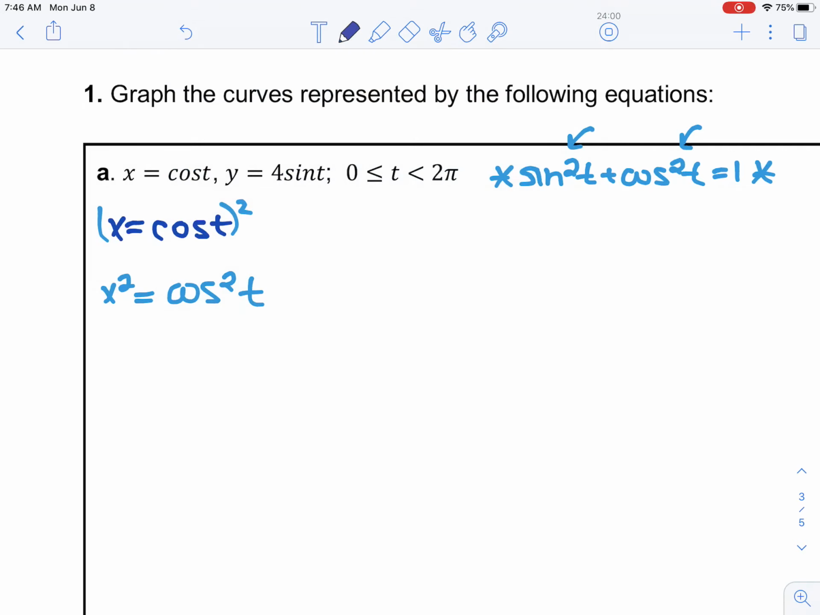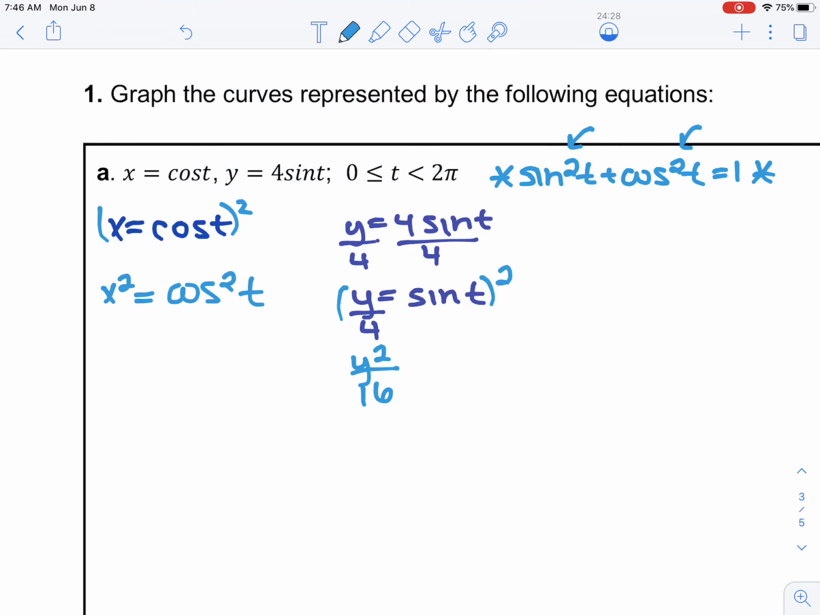In our second parametric equation, we have y equals 4 sine t, and we'll need to divide over that 4 before we can look at squaring this. Then squaring this gives us y squared over 16, because we have to square both the numerator and the denominator of our fraction, equals sine squared t.